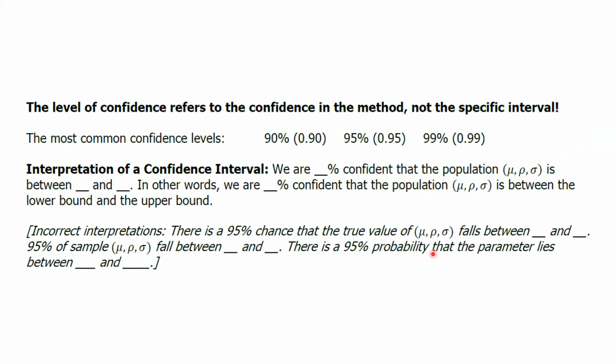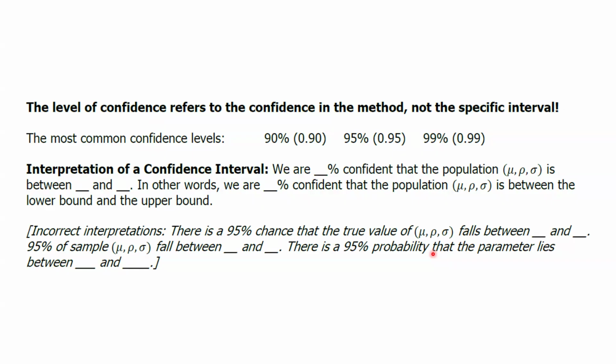Okay. Now, it's critical that we understand what confidence level means before we move forward into some practice problems. So the level of confidence refers to the confidence in the method, not the specific interval. So the most common confidence levels are 90%, 95%, and 99%. Again, we can always write percentages as decimals, so 0.9, 0.95, and 0.99.